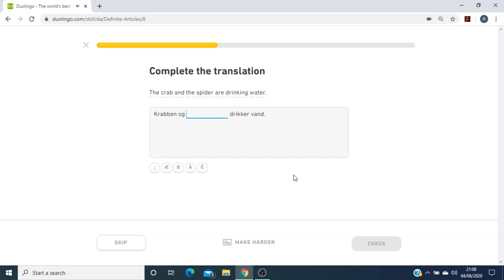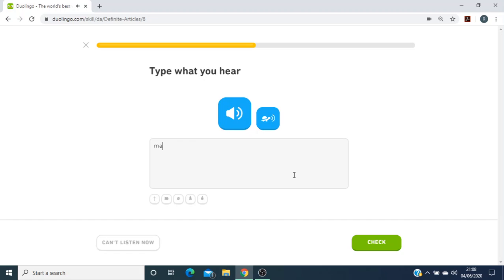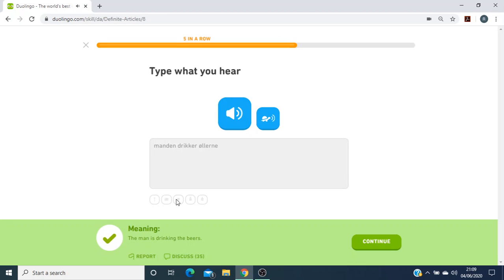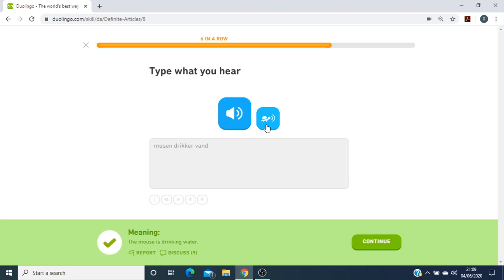The crab and the spider are drinking water. Krabben og edderkoppen drikker vand. Manden drikker ølene. The man is drinking the beers. Musen drikker vand. Oh, I missed that first bit. Musen drikker vand. The mouse drinks water.